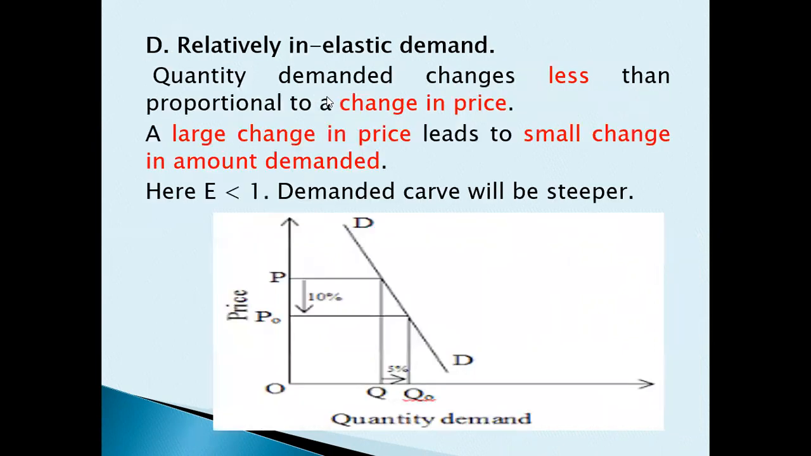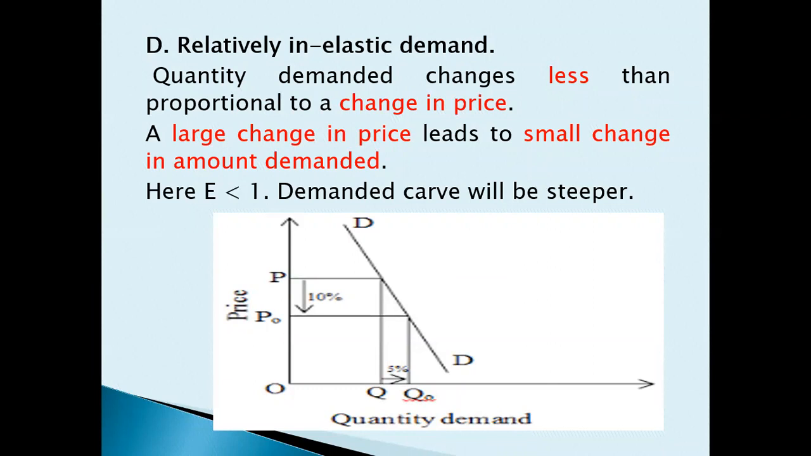Okay, next, relatively inelastic demand. Just look towards the graph here directly. So quantity demanded changes less than proportionate to the change in the price. प्राइस में बहुत ज्यादा डिफरेंस करने के बाद मेरा क्वांटिटी थोड़े प्रोपोर्शन से, प्राइस में 10% वेरिएशन करने के बाद क्वांटिटी में 5% से ही वेरिएशन हो रहा है. दैट इज कॉल्ड एज अ रिलेटिवली इनइलास्टिक डिमांड.